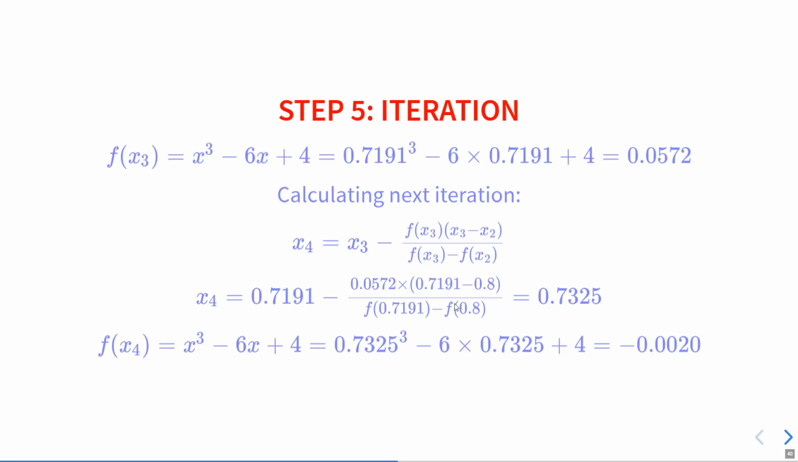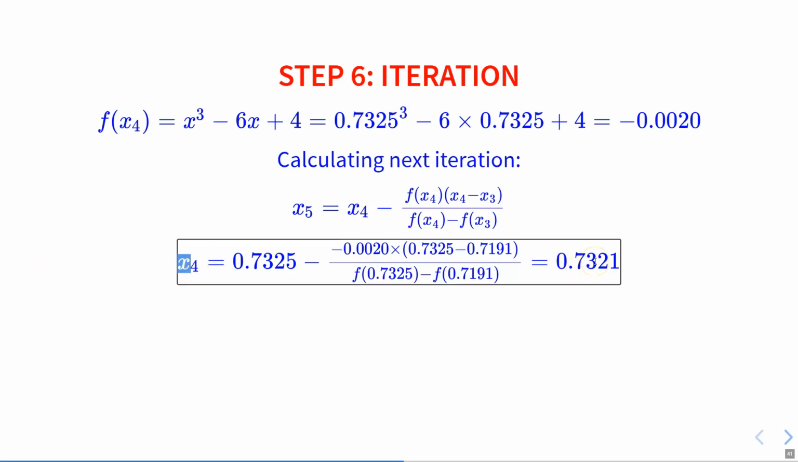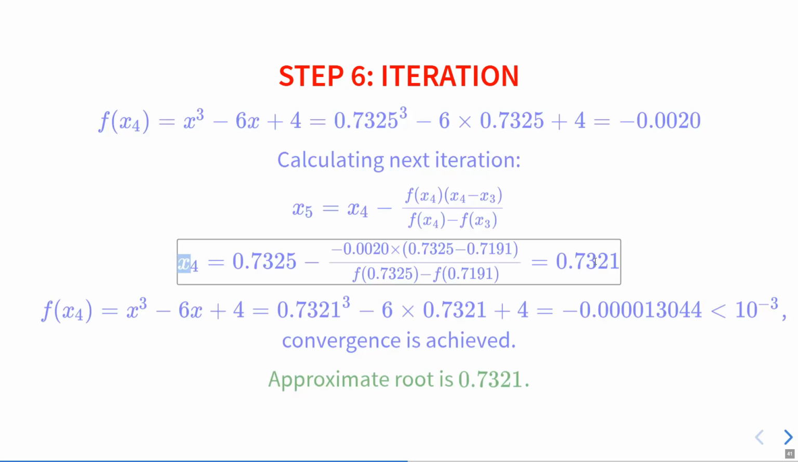Now again we calculate f(x4). Plugging x4 = 0.7325 into the function, I get 0.0020. Next I am going to calculate x5. x4 is known and x3 is known. If I plug everything in, x5 is equal to 0.7321, and the function value is 0.00013. Convergence is achieved. So the approximate root is 0.7321.